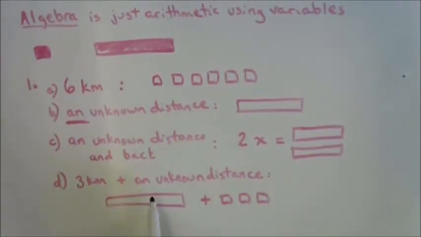Now, is it possible that this unknown distance is actually less than a kilometer? It's definitely possible. So don't assume that x is always worth more than a unit. Just because it's bigger does not mean that it's for sure worth more. It's just what we use when it's unknown. It might end up being 1. We don't know.